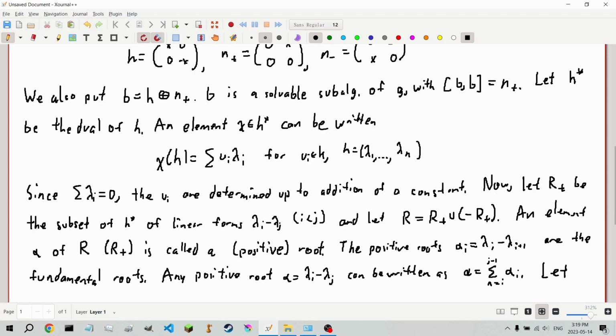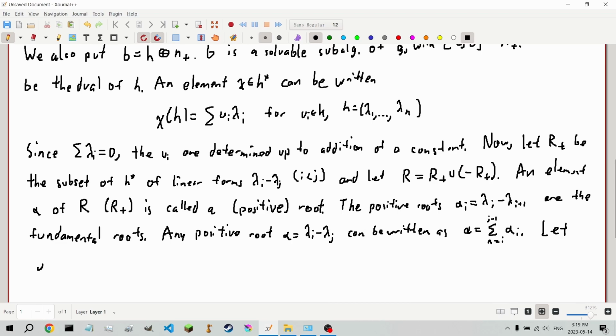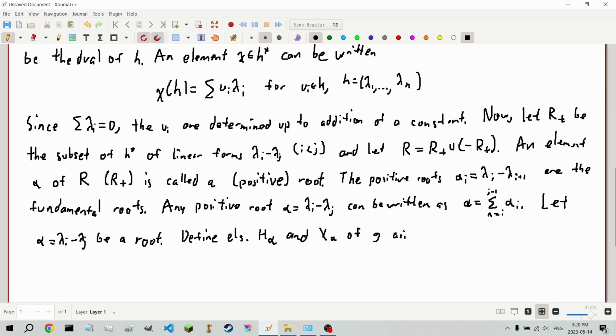Now we're going to let alpha equals lambda_i minus lambda_j be a root, not necessarily positive. Then define elements h_alpha and x_alpha of g as follows. I'm going to write it in better notation, I think, than they have. x_alpha is going to be E_ij, so the ijth entry of this matrix is 1 and everything else is just 0.